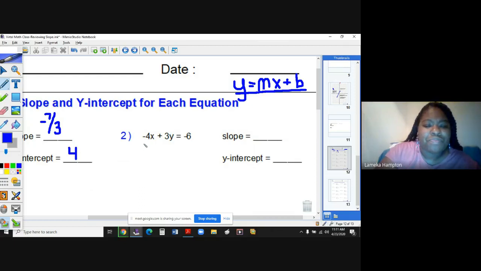So what I have to do here is move my negative 4x to this side where the negative 6 is. And how I'm going to do that is I'm going to add my 4x on both sides.